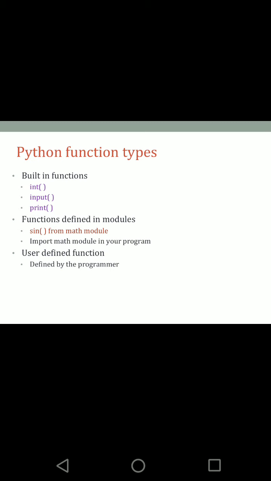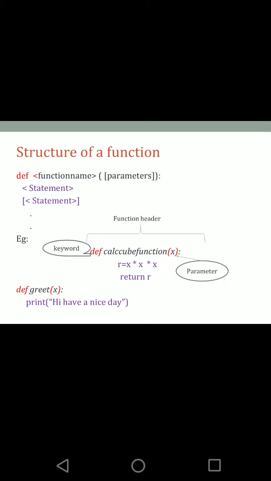And the third one is a user-defined function, in which the user is going to define a function, or you are going to define a function. So these are the different types of functions: built-in functions, functions defined in the modules, as well as user-defined functions. So how do you create a function?